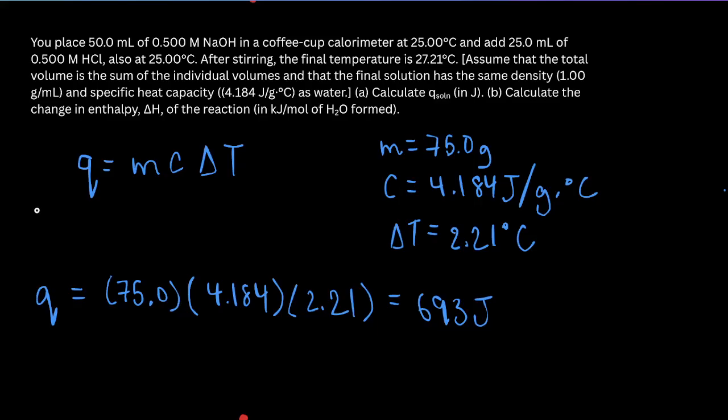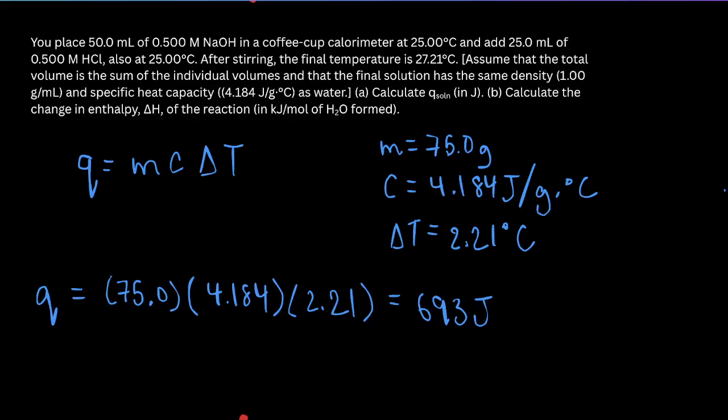And so again, to demonstrate that, you can see that we're multiplying grams times joules over grams times degrees Celsius times degrees Celsius. And so our grams and grams and our Celsius will cancel out, leaving us with units of joules. So this here is going to be our Q, and our heat of solution.